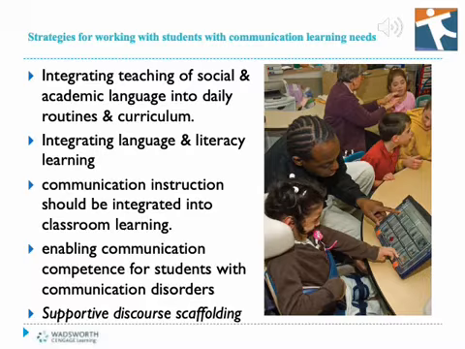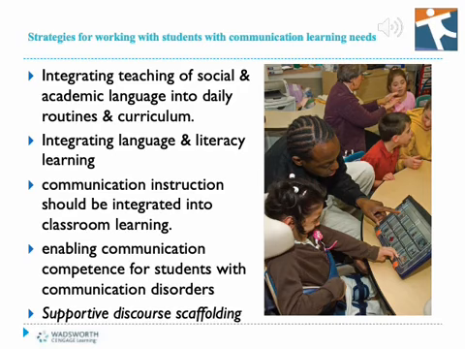Lastly, we will focus on strategies for working with students who have communication learning needs. We know that a classroom focus on English language acquisition really benefits all students. So first, you want to integrate the teaching of both social and academic language into daily routines and curriculum, because this strengthens school learning for every child. The way this is done is through listening, speaking, writing, and reading.